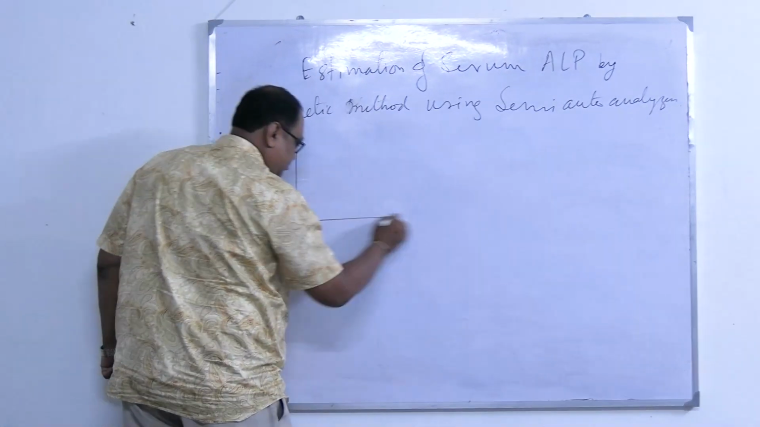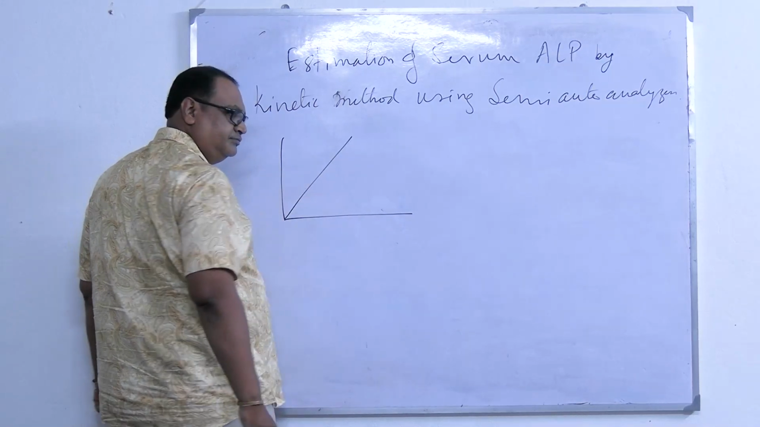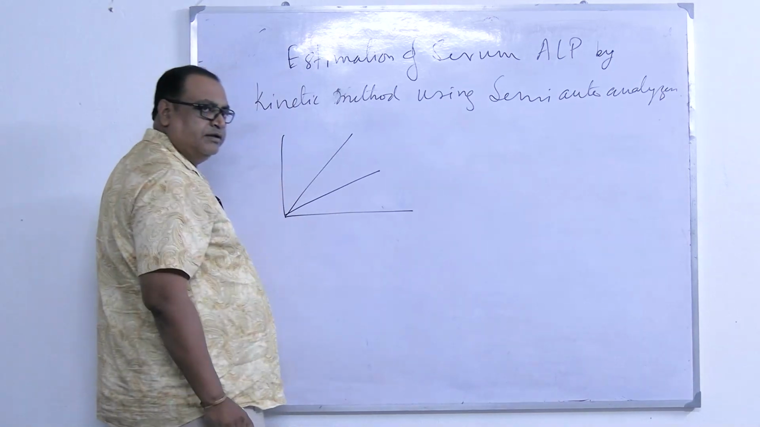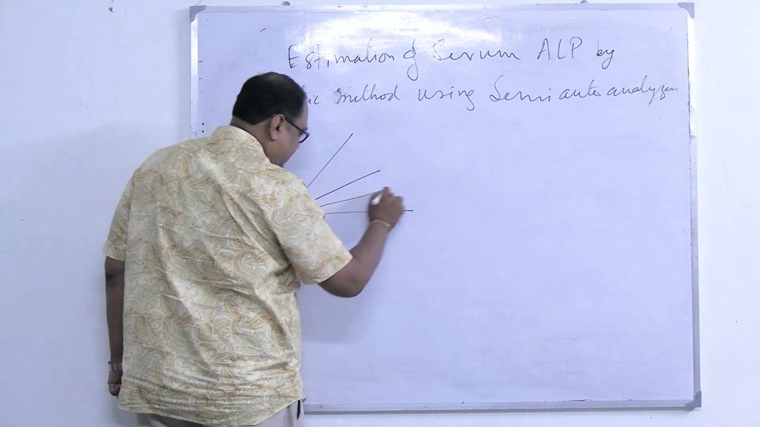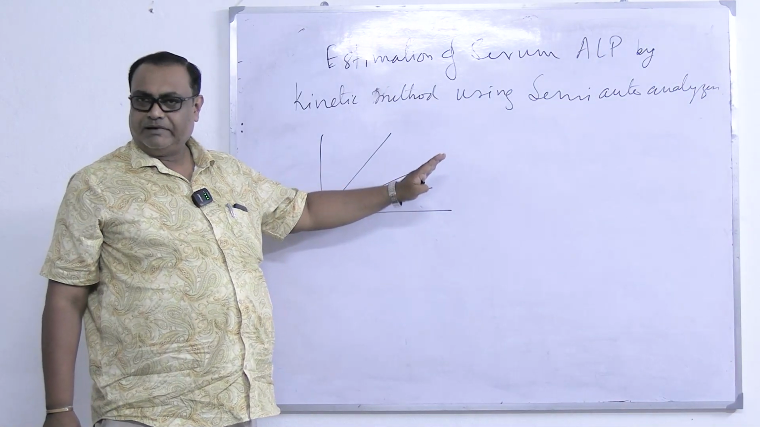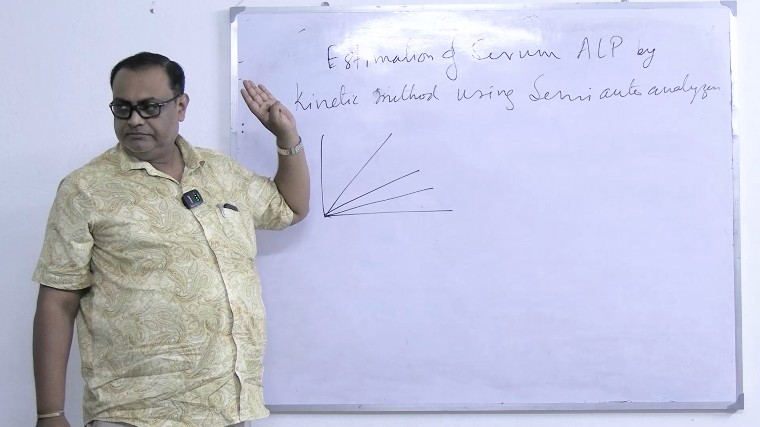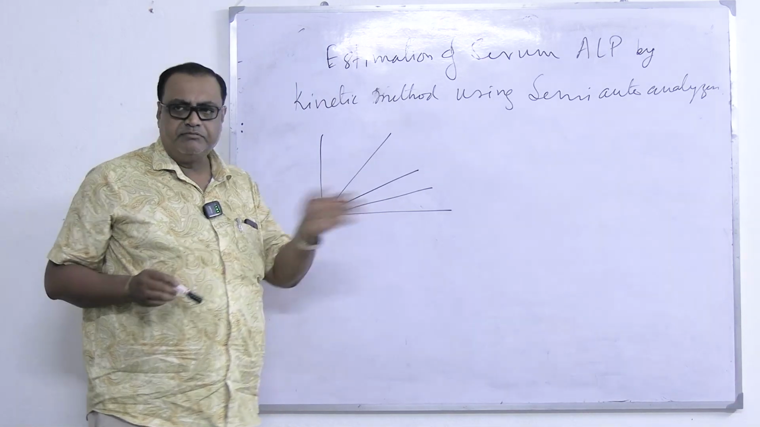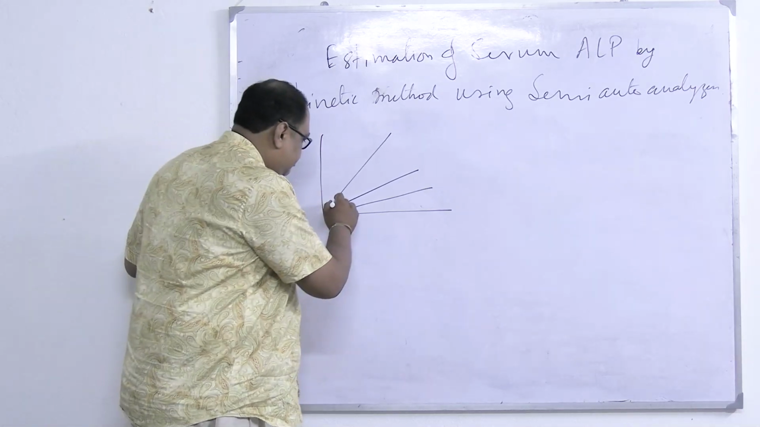The graph actually, the more the substrate there is, the graph will be like this. If the amount of substrate is less, then the graph will be like this. If the amount raises further, then the graph will be like this, but the graph will be increasing, but height will differ. Okay. So by this we can measure in kinetic method. We just measure between these two points.